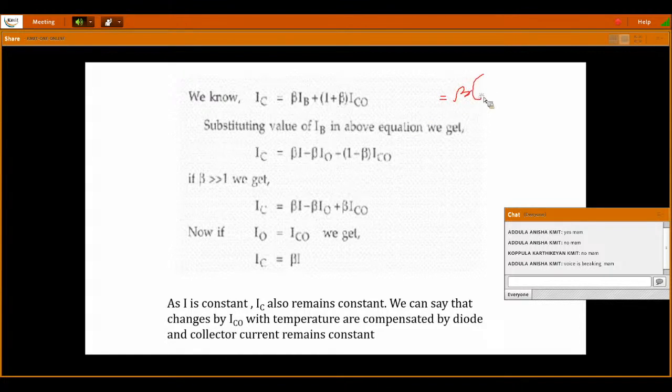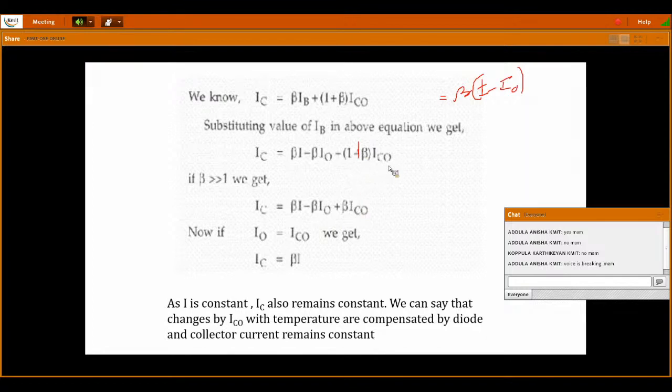So beta into I minus I naught, plus 1 plus beta into ICO. Then we have the collector current equal to beta I minus beta I naught plus 1 plus beta ICO, which is beta I minus beta I naught plus beta ICO. So we have IC is equal to beta I minus beta I naught.